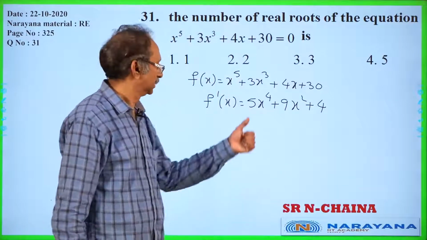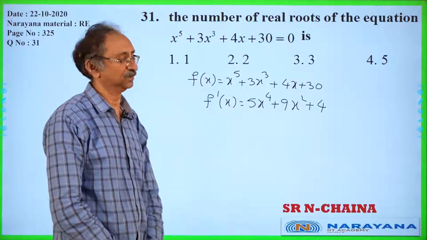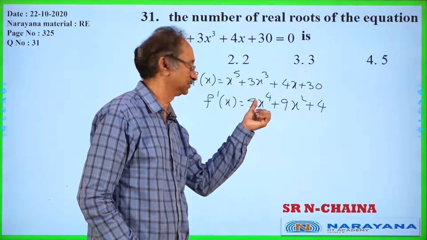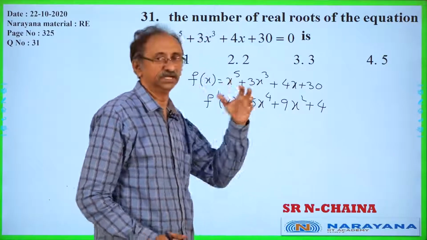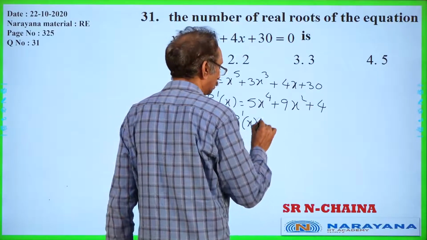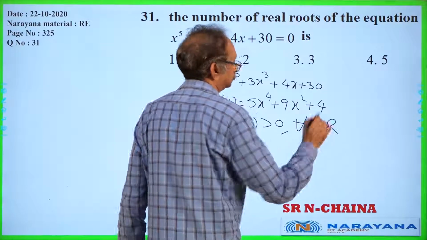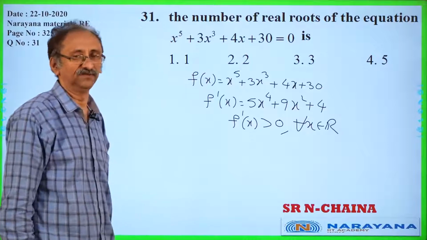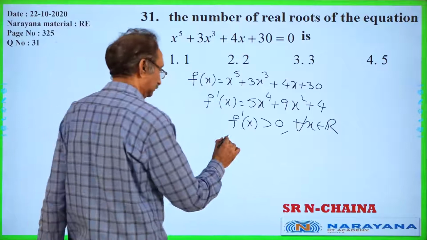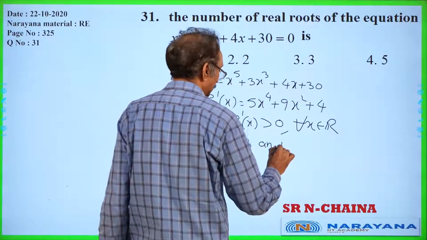See here, it is positive, it is positive, it is positive. Therefore, the sum is positive. Suppose you may say, sir, if you take x equal to 0, what happens? Even then, you will get 4. It is positive. Therefore, f dash x is greater than 0 for all x belongs to capital R. So, what happens if f dash is always positive? f is always an increasing function. So, f is an increasing function.